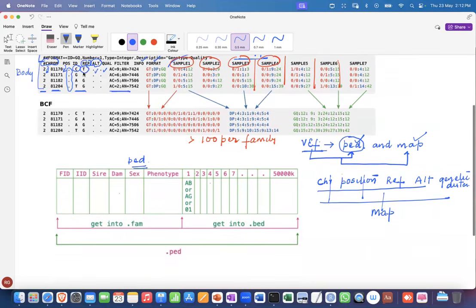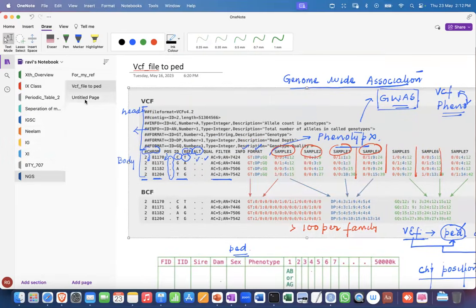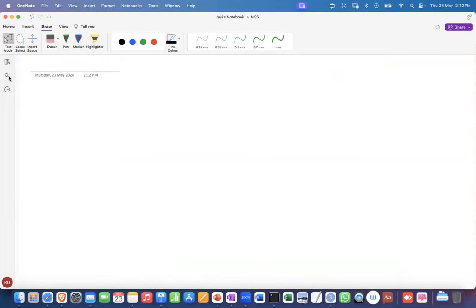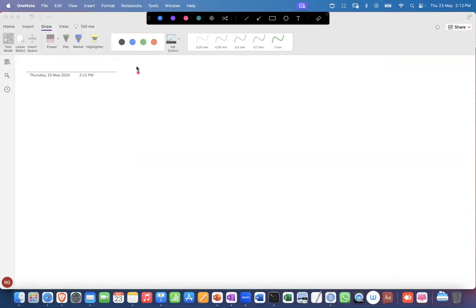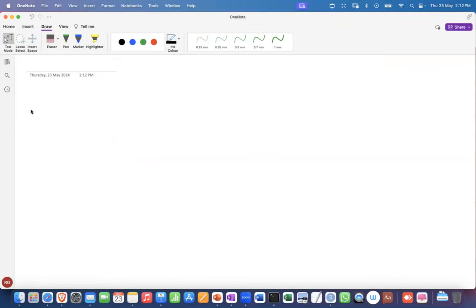Okay. Now, see, now what happens? All said and done, this is very clear that we have now converted our VCF file into a PED file. So what do you have? You have a VCF file. This VCF file is converted into a PED and map file. That's what we have studied. Now what happens?